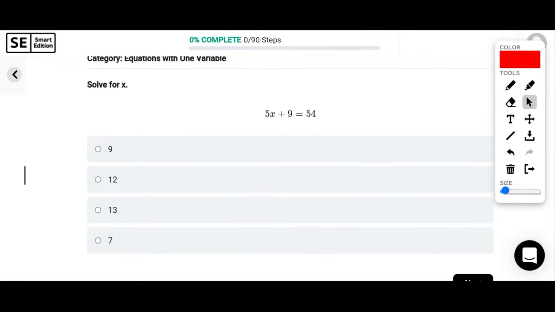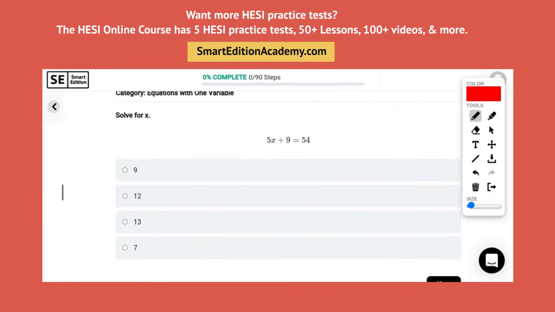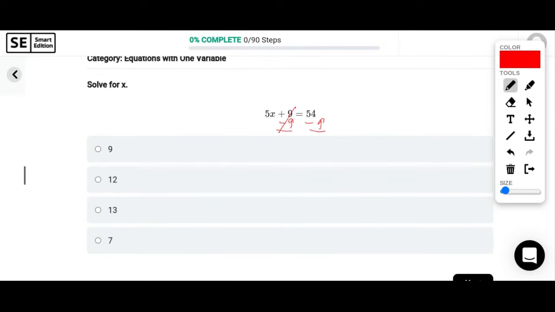Okay, speaking of equations, here's one to solve together. 5x plus 9 equals 54. When we are solving an equation, we want to work backwards to try to get our variable by itself. Attached to my variable on this left side, I need to get rid of the 5 and I need to get rid of the plus 9. Your first step is always to get rid of the addition or subtraction first. So I'm going to subtract 9 from both sides to cancel it out.